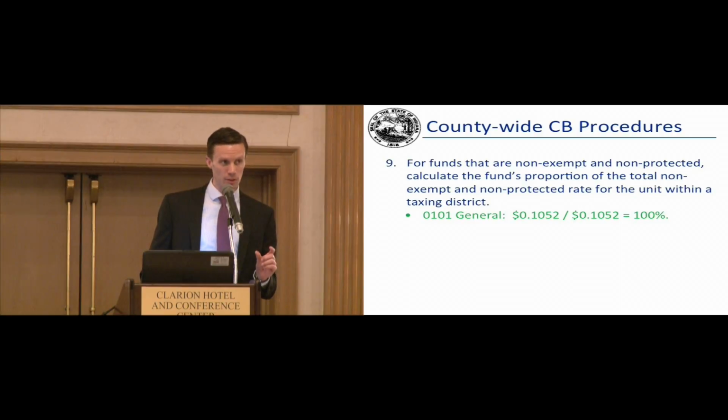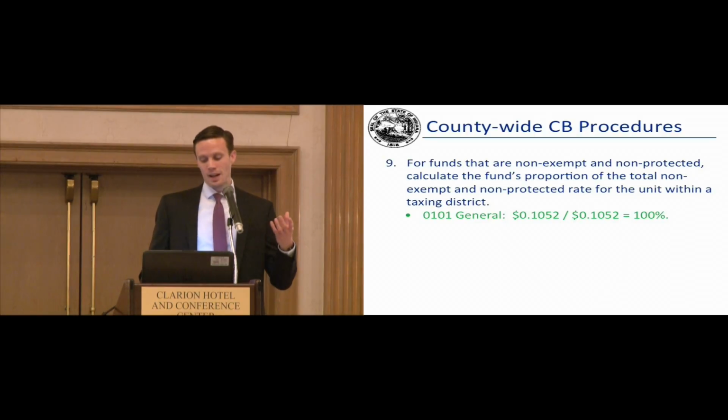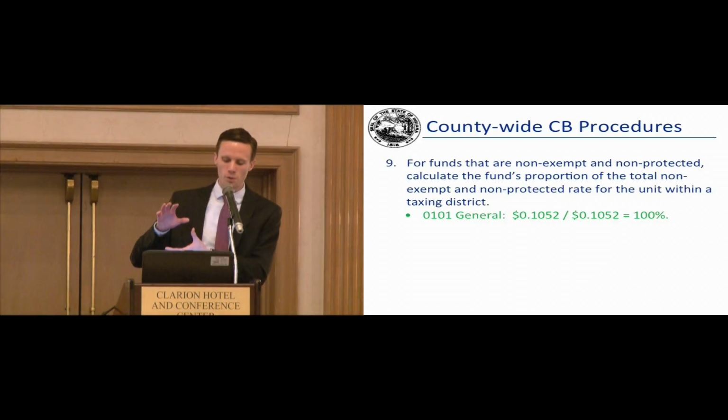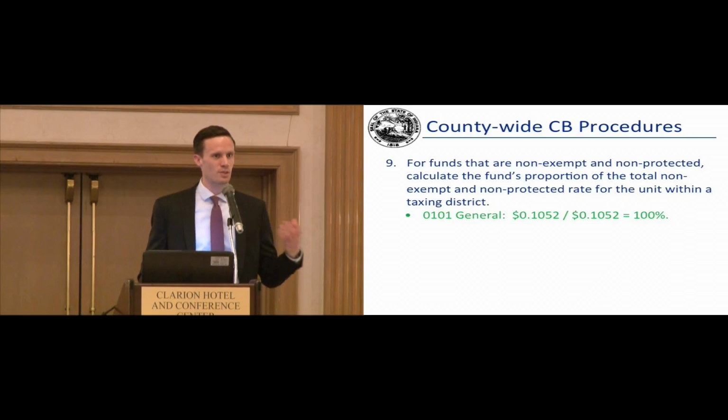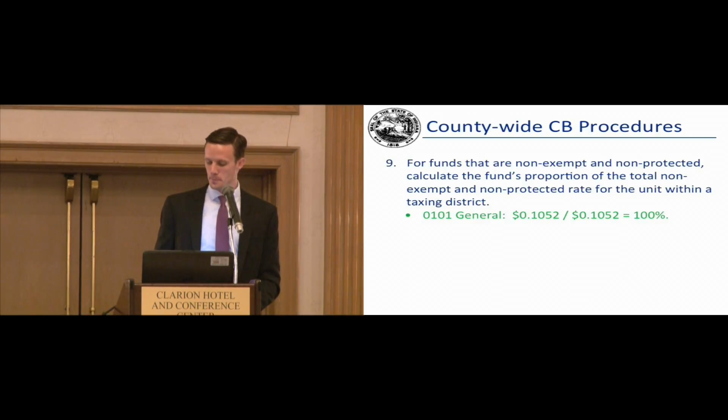But the next thing that we're going to figure out for the purpose of spreading the 1%, 2%, and 3% circuit breaker credit is the proportion of that fund's non-exempt, non-protected fund total relative to the rest of the funds for that unit within the taxing district. In this case, we're taking the general fund divided by the general fund, basically, so it's going to receive 100%. But if we had 2 funds that were of equal tax rate, we'd have 50% and 50%, and the math kind of goes on down.